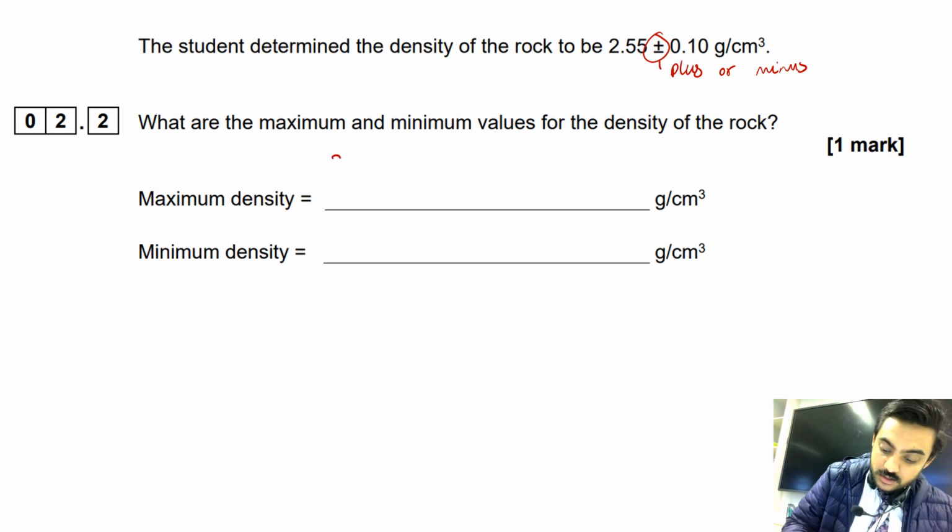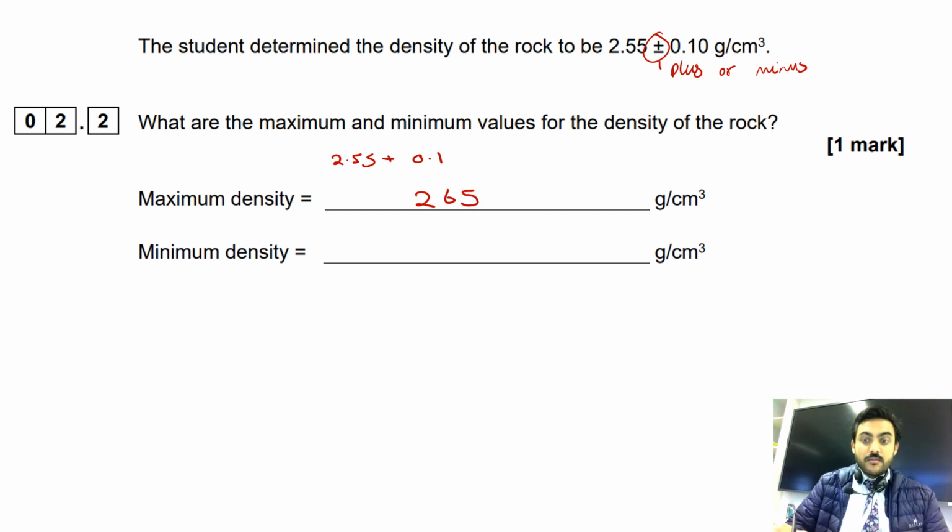The top of the range is 2.55 plus 0.1, which is 2.65. And the bottom of the range is 2.55 minus 0.1, which is 2.45. And that's our answer.